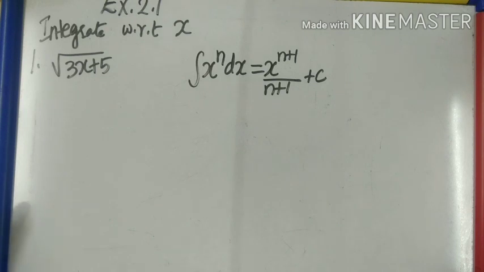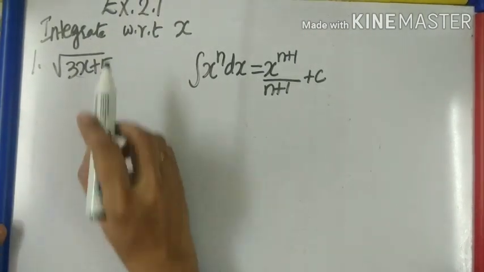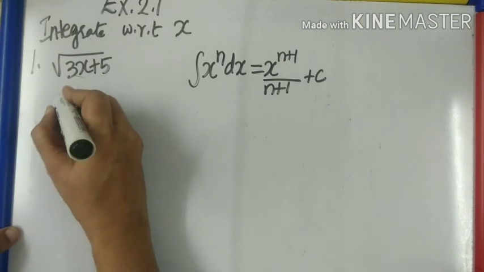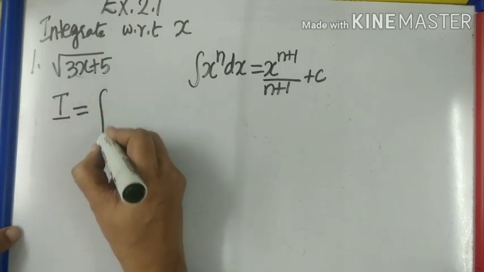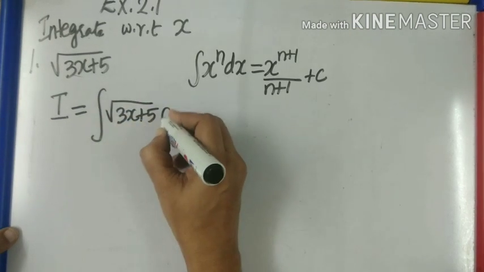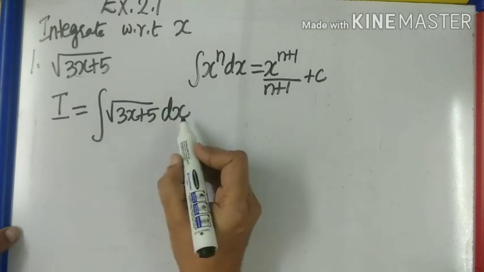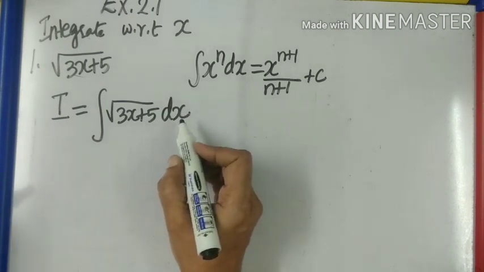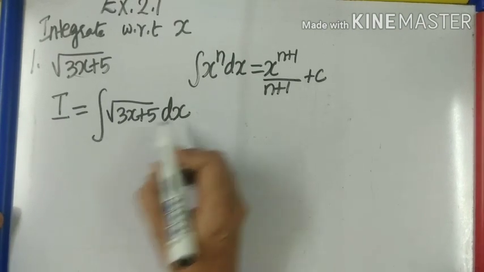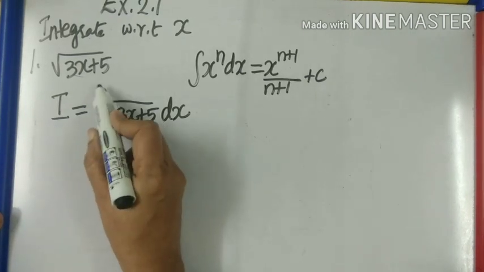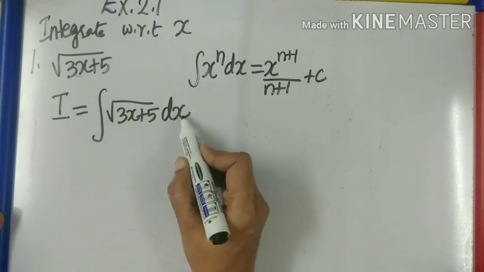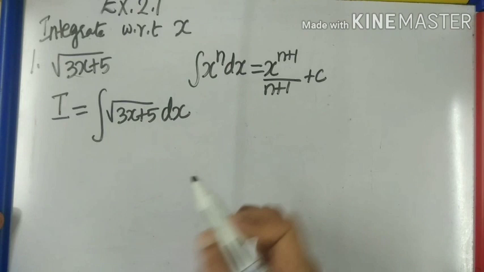We start exercise 2.1, integrate with respect to x. Whatever is the question given, call it as I. And put this symbol, this is the symbol of integration. Root of 3x plus 5, into what will come? Dx. Remember, in differentiation dy by dx we wrote. That dx we take care of here. So in all the integration problems, whenever I put this integral symbol, I will write dx.